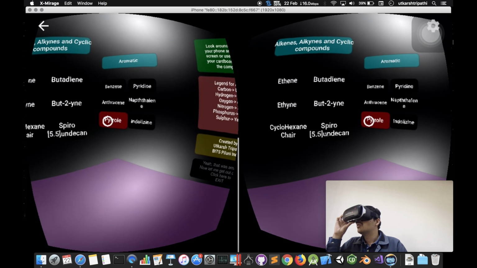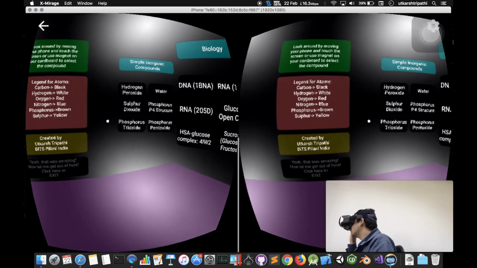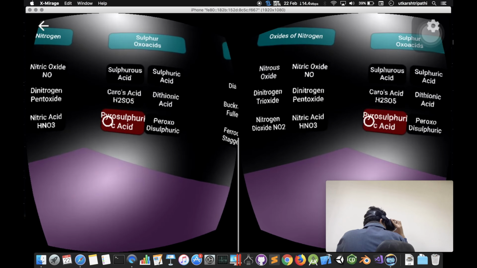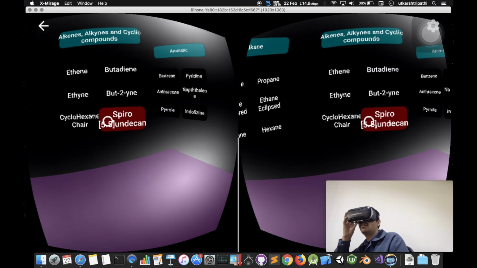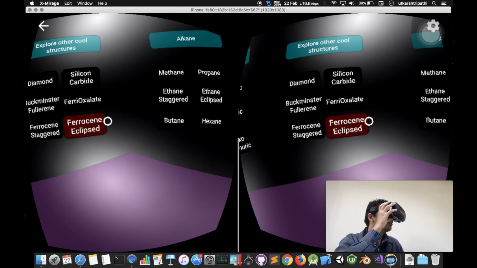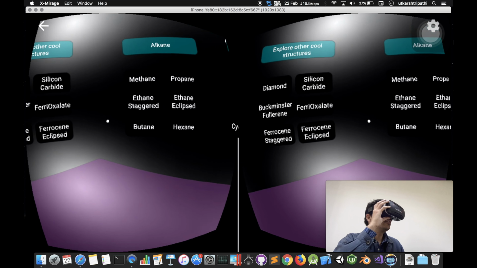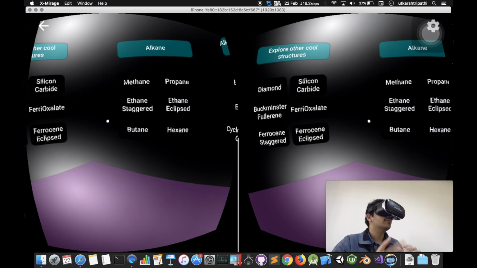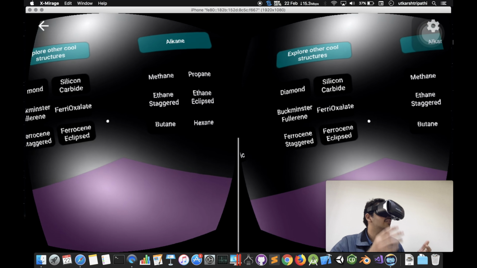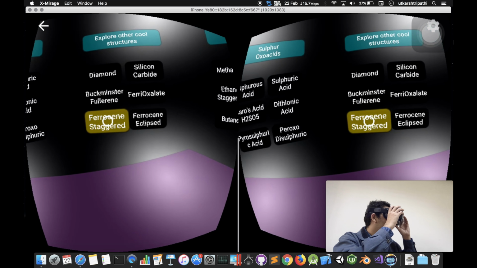So once the student is in the application, he can go and open the structure by clicking on the molecule button. So let's go to ferrocene staggered and ferrocene eclipse. So these are two compounds of iron in which the iron atom is sandwiched between the two cyclopentadienyl rings. So let's go to ferrocene staggered.